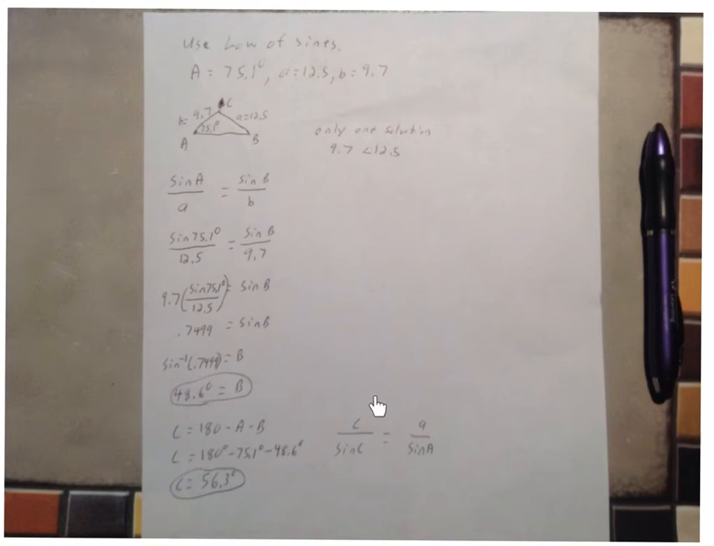And so now you can come over here. I didn't finish it, but you can put the 56.3 here, and then lowercase c, the side, is what you solve for. You can put the 12.5 here, and then capital A, the angle, you can put the 75.1 here, and solve for C, the last piece that's unknown.